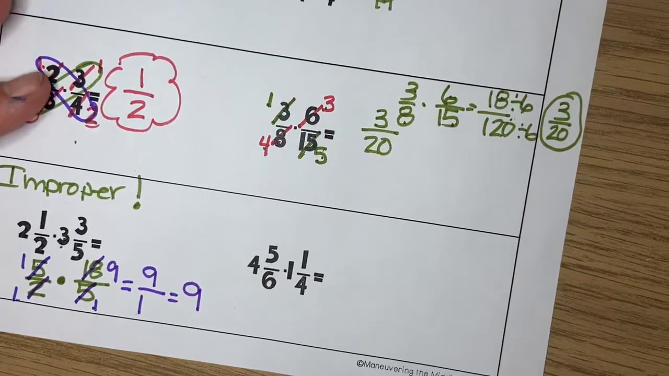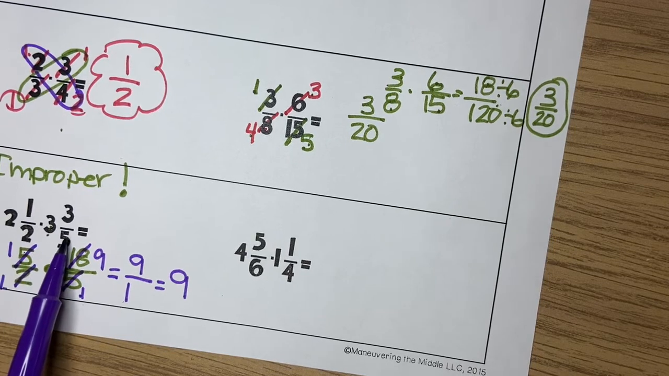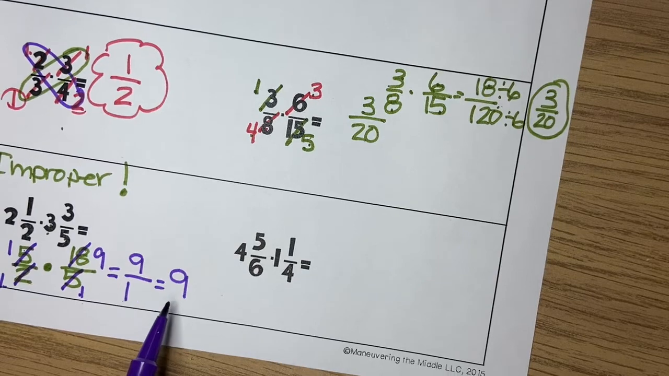Okay? All right, same thing here. Change it to improper first. Because you can see if I would have done 2 times 3 and got 6, and then 1/2 times 3/5 and got 3/10, that wasn't 6 and 3/10. This is the answer to that.